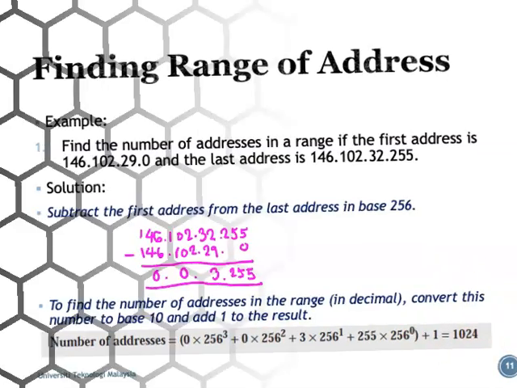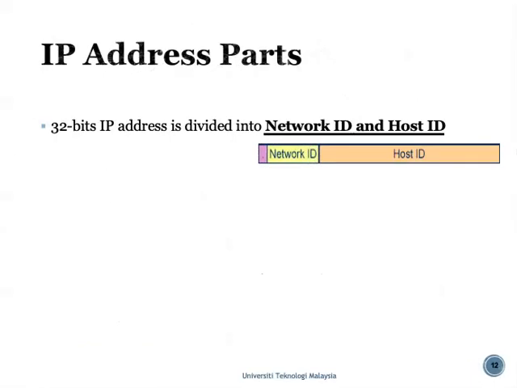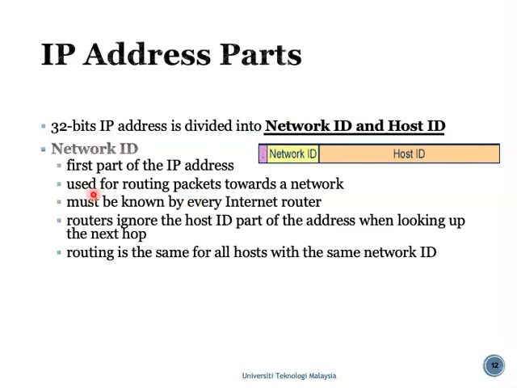Now we look at the IP address parts. We need to understand the IP address part by part. Each 32-bit IPv4 address here is divided into network ID and host ID. Basically it comprises a variable length network portion in the top bits here and also a host portion in the bottom bits here. The first part here is the network ID, the first part of the IP address.